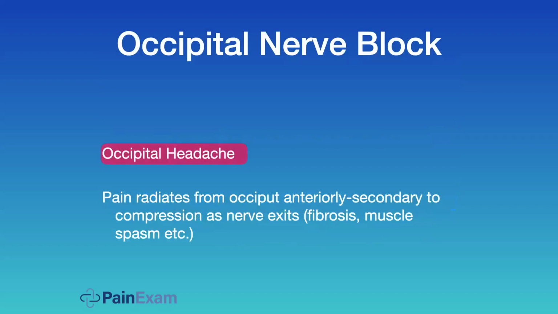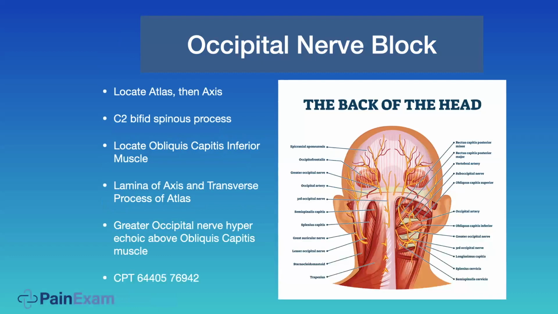Okay, moving on to the head, occipital headaches, which we see a lot in the pain office. So pain radiating from the occiput anteriorly, secondary to compression as the nerve exits. There's fibrosis, muscle spasm, and other problems that can cause the occipital headache. It can be related to cervicogenic headache related to cervical pain, because the occipital nerves do originate from the cervical nerves, C2, C3.